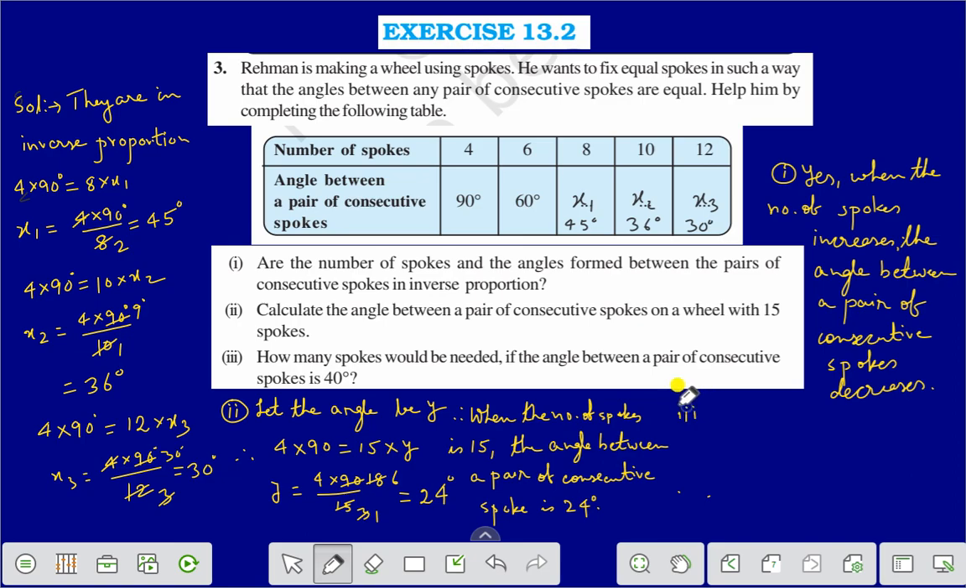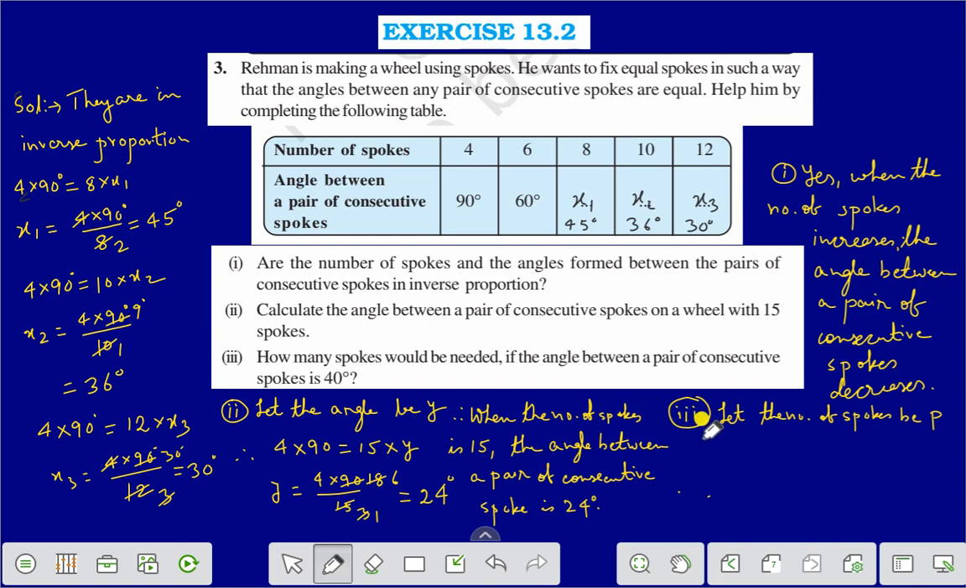Let's solve question number 3. Question number 3 is, how many spokes would be needed if the angle between a pair of consecutive spokes is 40 degrees? Let the number of spokes be p.